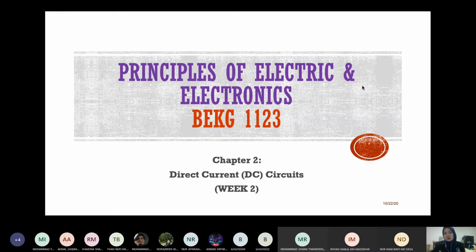In the previous class, you have learned the introduction to electrical and electronics engineering. One of the subchapters is the differences between direct current and AC current, DC and AC. For this chapter, for the analysis part, we will only consider the DC circuit, since this is a fundamental subject for electrical engineering.